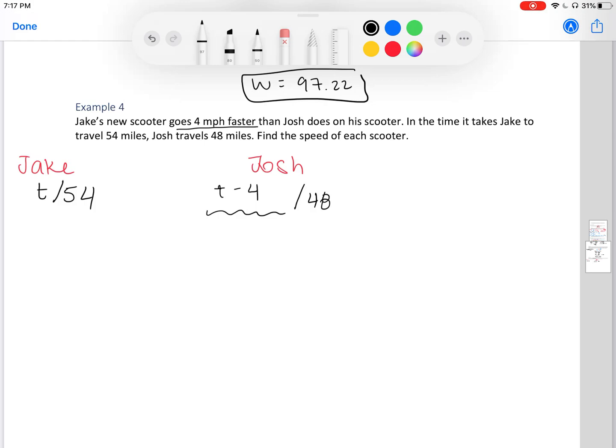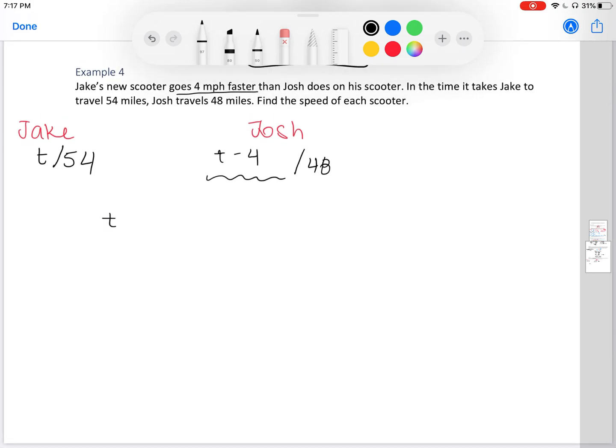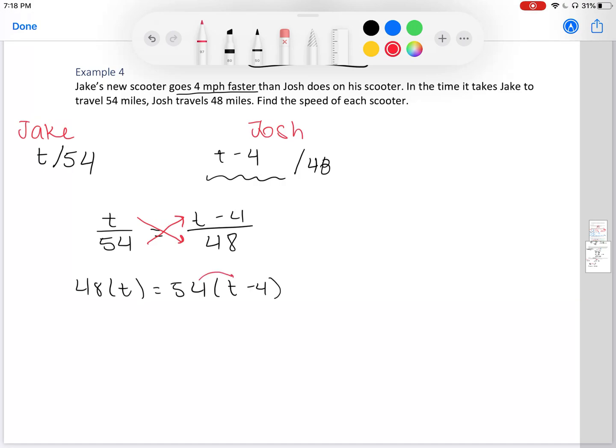Now we actually already set up our proportion. We have t over 50 equals t minus 4 over 48. Let's go ahead and cross multiply so that we have 48 times t equals 50 times t minus 4. Let's go ahead and distribute that 50 so that we have 48t equals 50t minus 200.